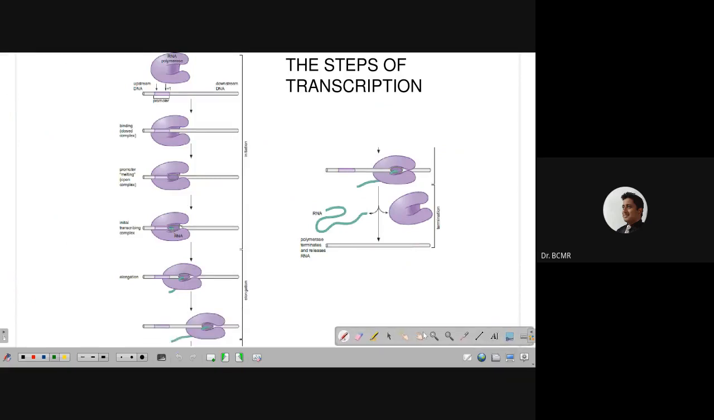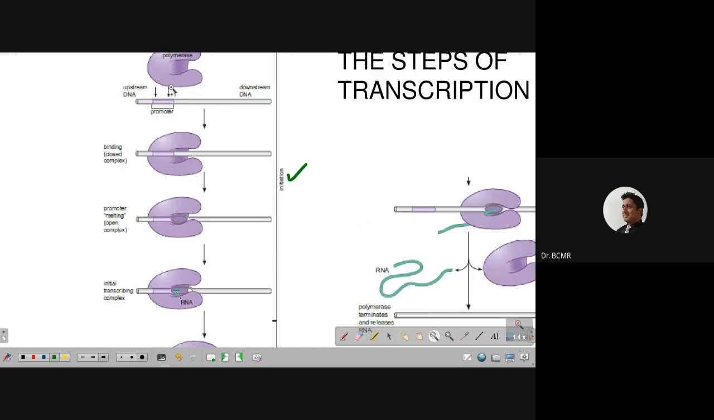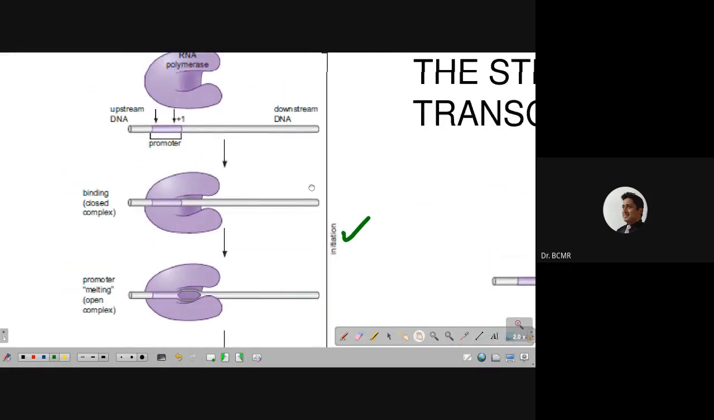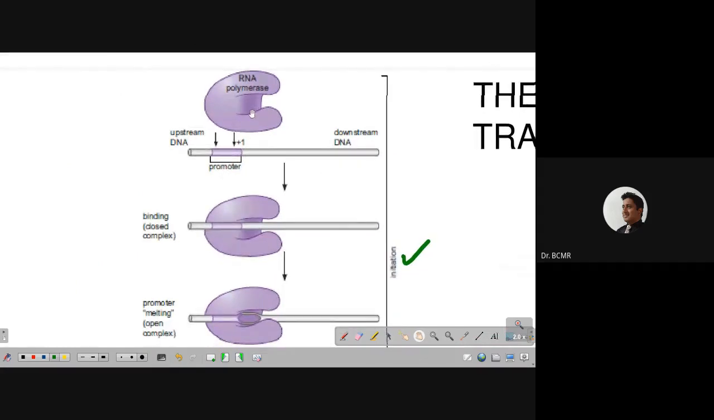Broadly, the steps of transcription will be three of those. First one is initiation, second is elongation, and the third is termination. So we will just have a brief look at it, and then we will go into the finer details. RNA polymerase does not just bind anywhere in the DNA and start transcription. It starts in specific locations because those locations have high affinity for RNA polymerase to bind there.